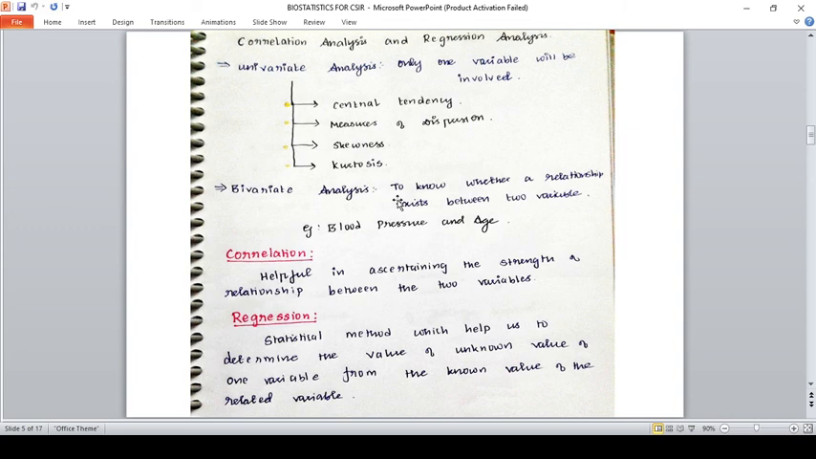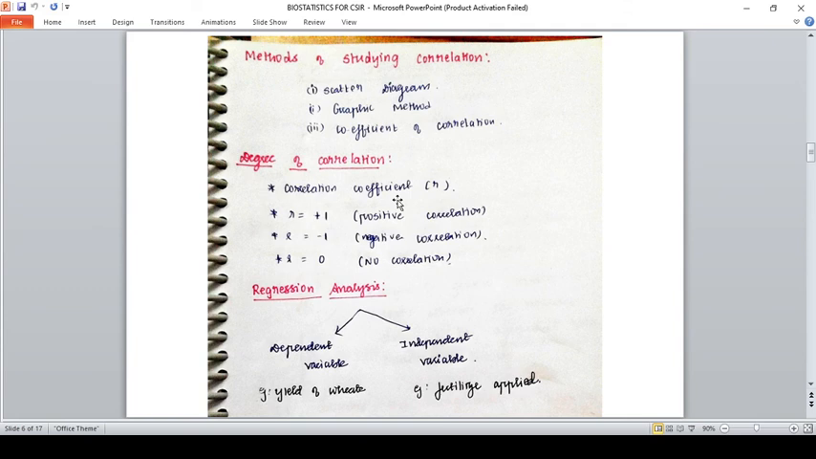Regression is a statistical method which helps us to know the unknown value of one variable for a known value of the other variable. If you know the value of one variable, the other variable can be easily determined. These are the methods of studying correlation: the scatter diagram, which is a graphic method, and the correlation coefficient. The degree of correlation, the correlation coefficient, is determined by R. If R is +1, it is a positive correlation. If R is -1, it is a negative correlation. If R is equal to 0, there is no correlation.